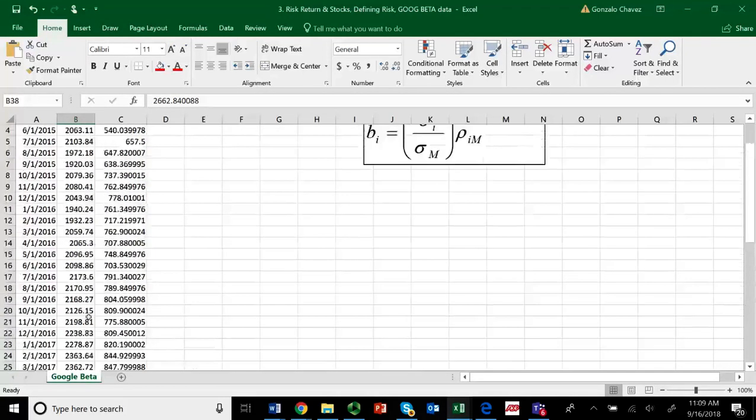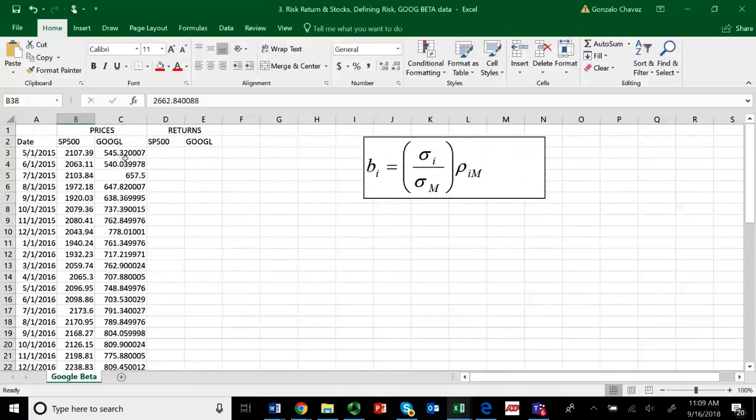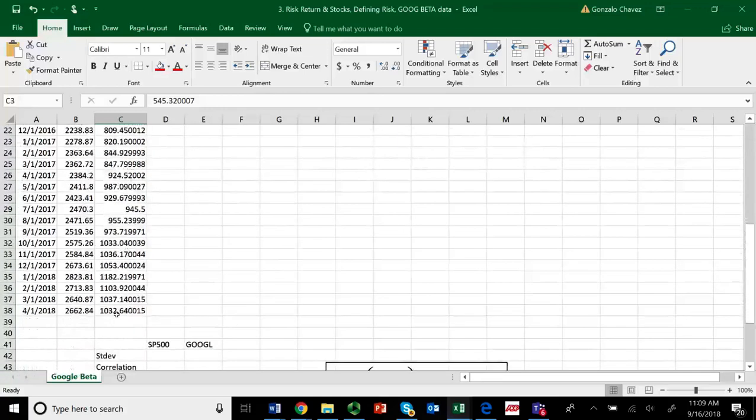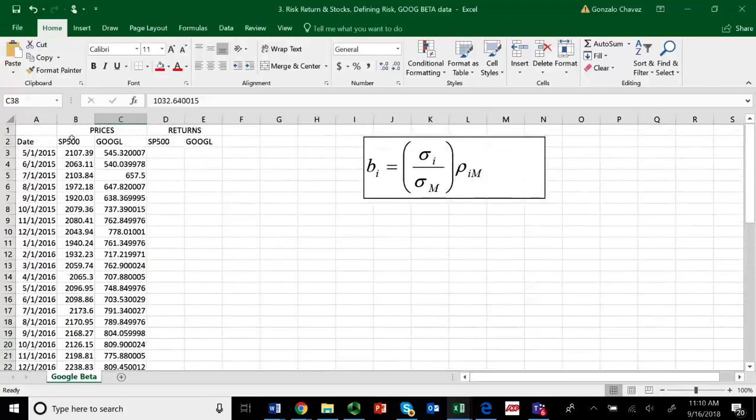I also downloaded the prices for this company, for Google. So assume that you download prices, and I'll show you this in a few minutes, for Google stock, and the prices have gone from May of 2015 from $545 per share to $1,032 per share as of April of 2018. So these are my two historical time series.